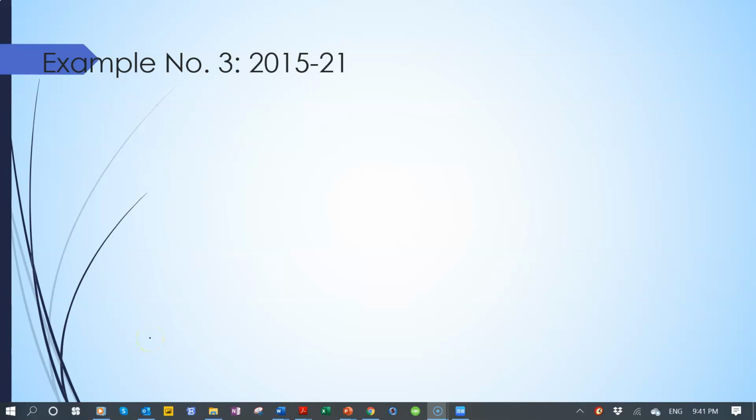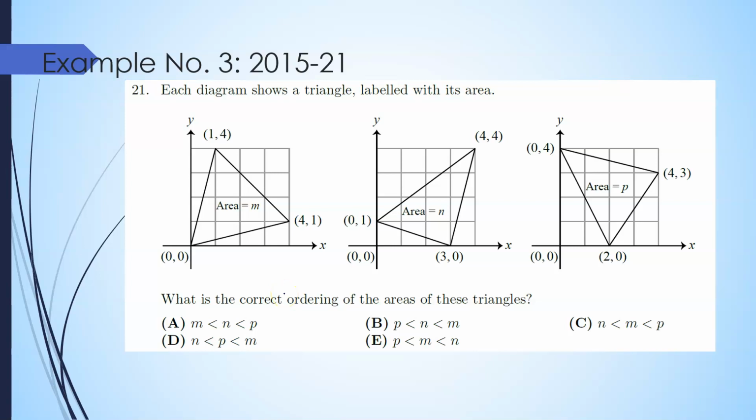Example number 3. This question comes from the 21st question in the year 2015. It is one of the questions in part C. Now the question has 3 diagrams. For each diagram it shows a triangle labeled with each area. The area in the first triangle is M, N for the second triangle, and P for the third one.